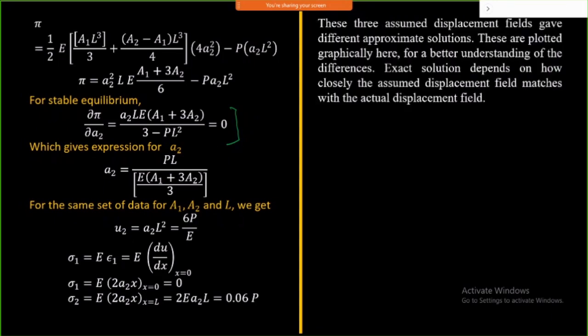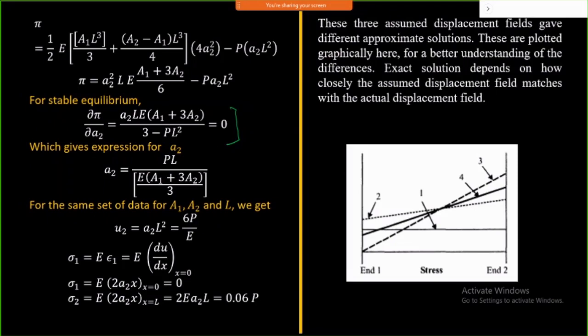Okay, so now we can compare these three cases. If you compare, the first case shows an exact horizontal variation. The second case shows a dotted variation of the stress. The third case shows one more. And the fourth, the last case, gives better results than any other case. That is what you can see here.